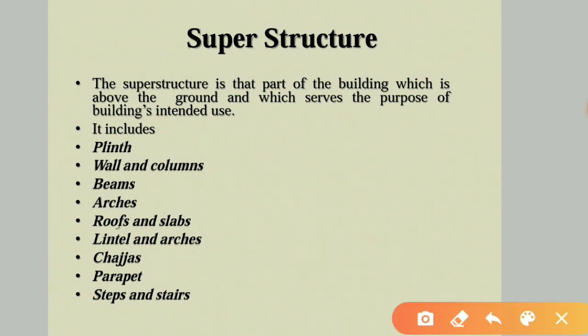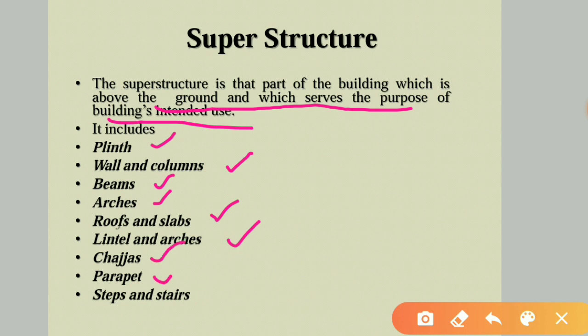If you see the superstructure, it is the structure above the ground, and it serves the purpose of the building for its intended use. That means whatever purpose you are constructing that building for, the superstructure is useful for that purpose. What are the components of the superstructure? They are plinth, walls and columns, beams, arches, roofs and slabs, lintels, chajjas, parapet, steps and stairs. All these are components of the superstructure that we construct above the ground level.